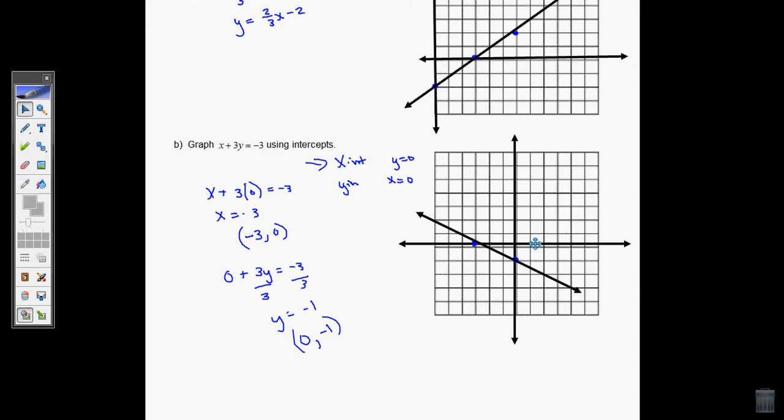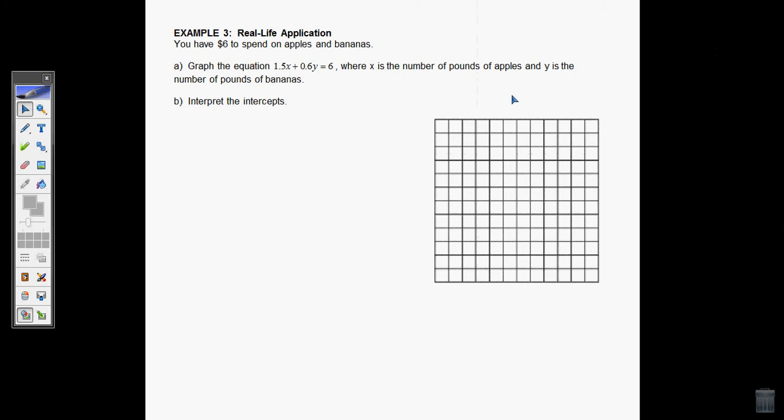Alright, so 2 different ways. You could convert it into slope-intercept form, or you could use intercepts. Either way, it's fine. And for the example, I'm going to go ahead and stop that. Getting a little bit tired of it.